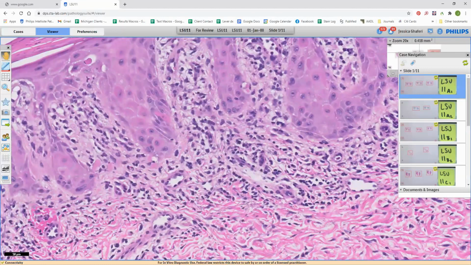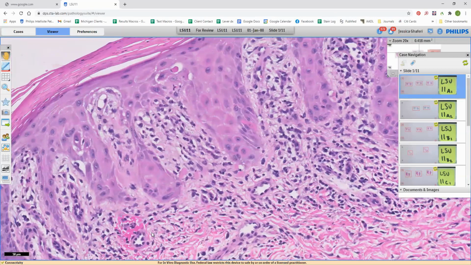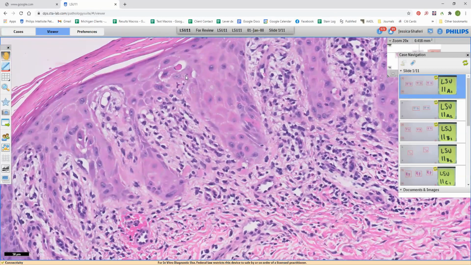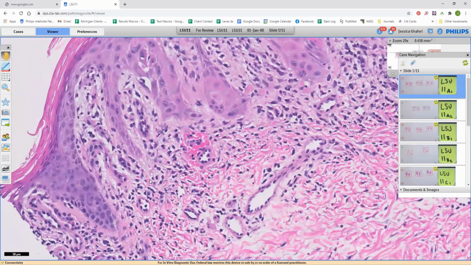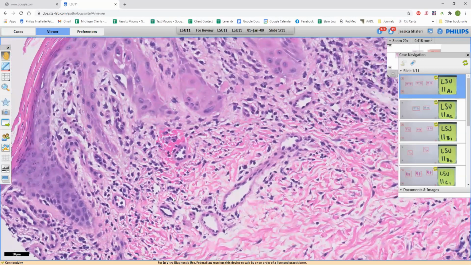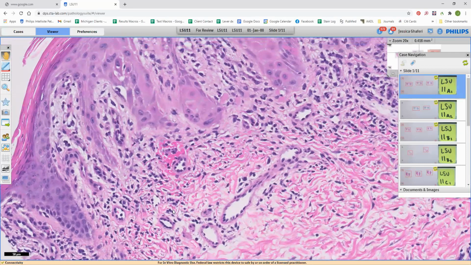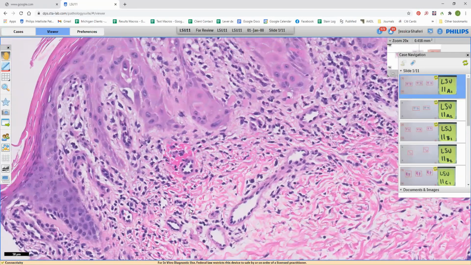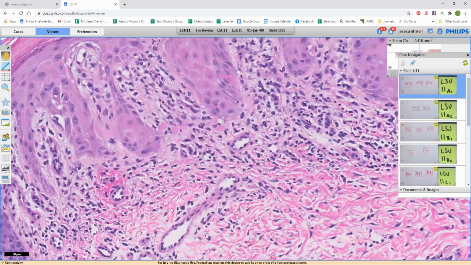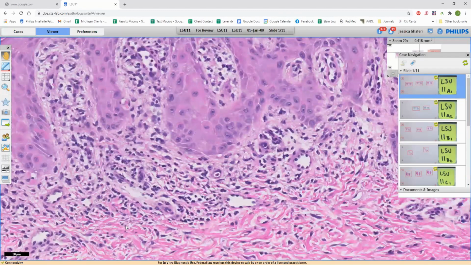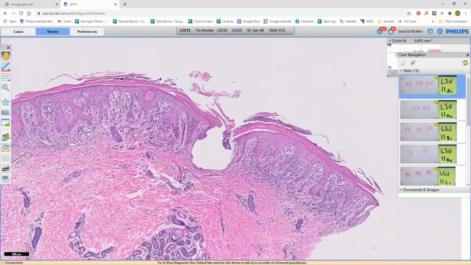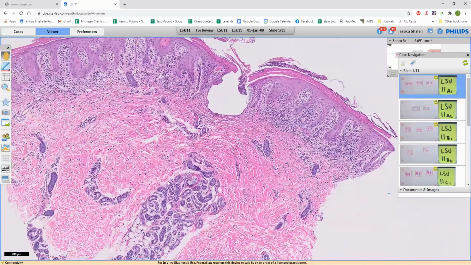If we cruise along, you can see that there are maybe a few dyskeratotic cells, but not really interface changes. And then not a lot of suprabasilar mitotic figures. And then within the dermis, the inflammatory infiltrate is mostly lymphocytes. We're not seeing a lot of plasma cells or eosinophils, but just big epithelial cells that are not maturing normally.